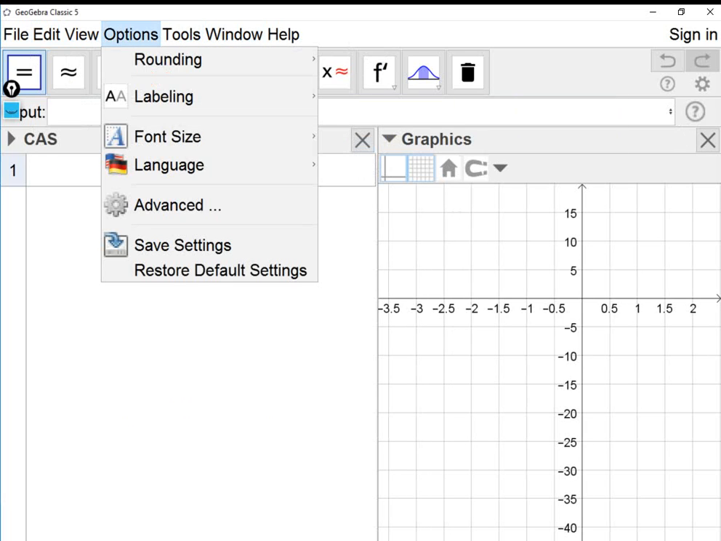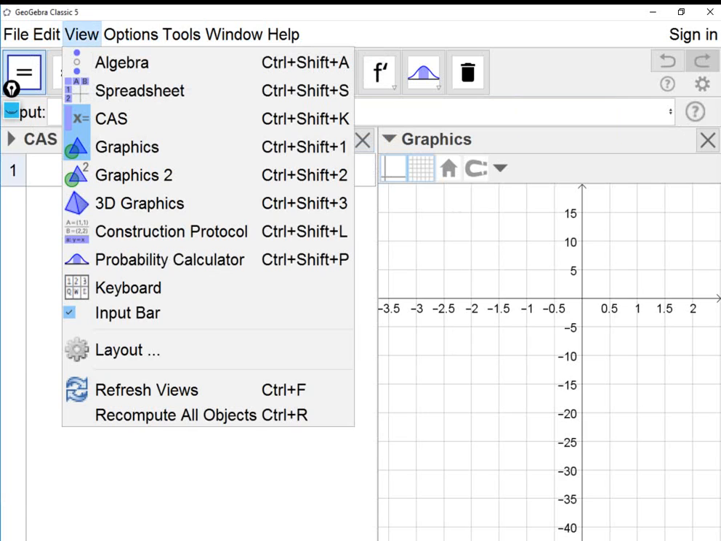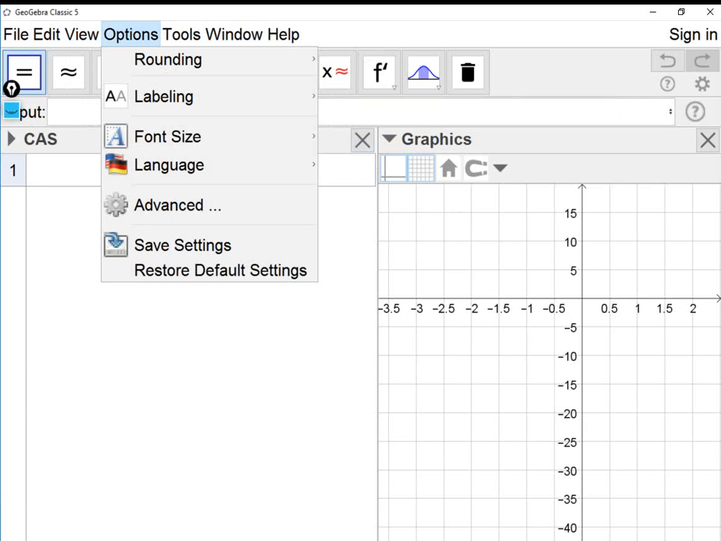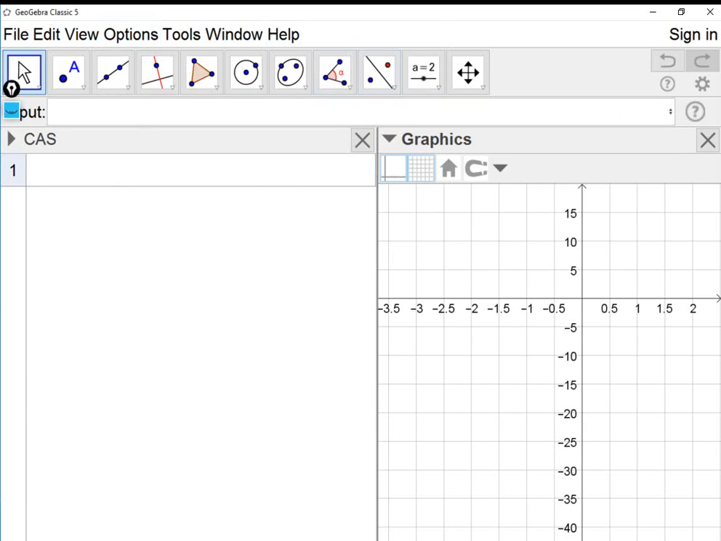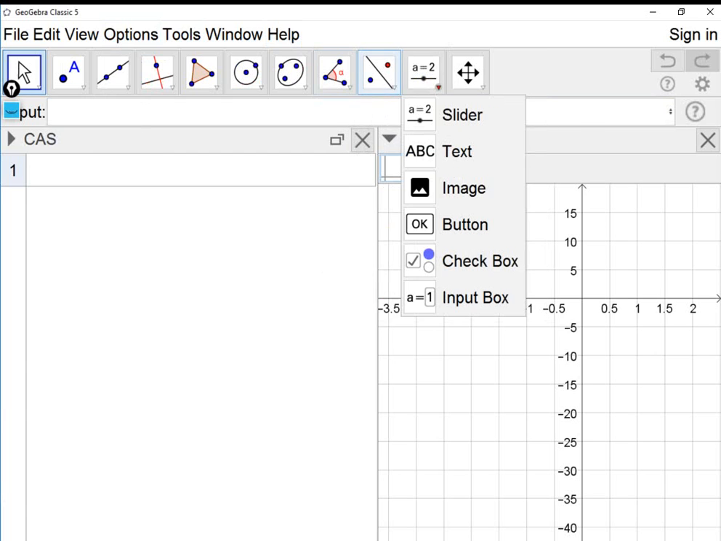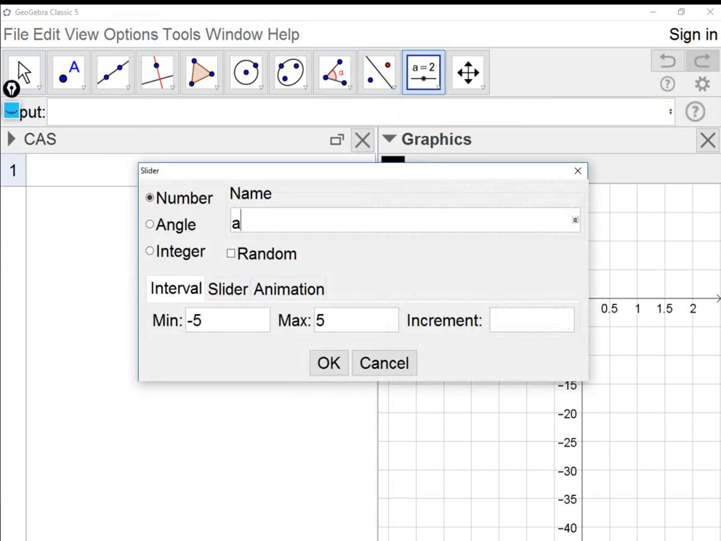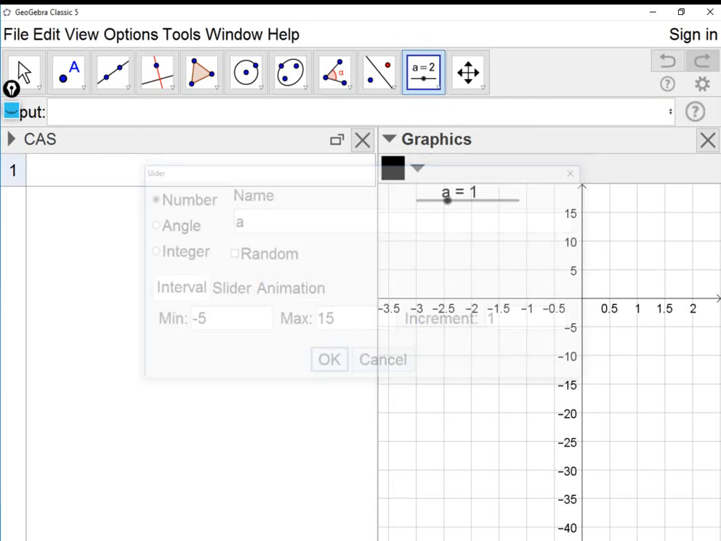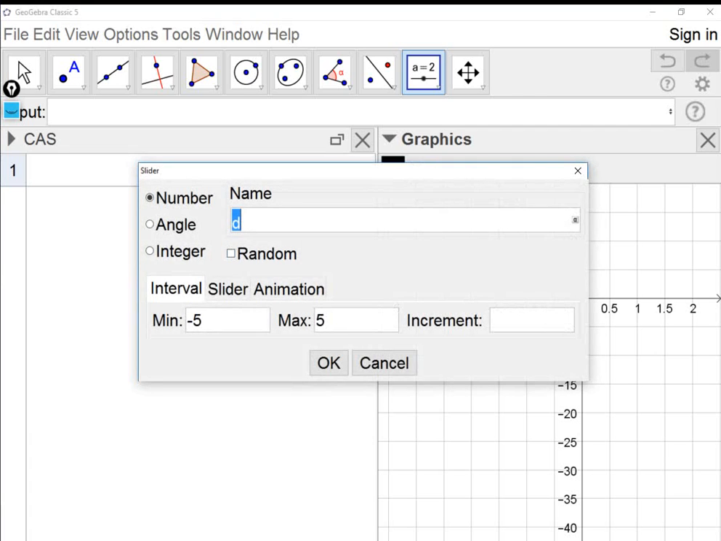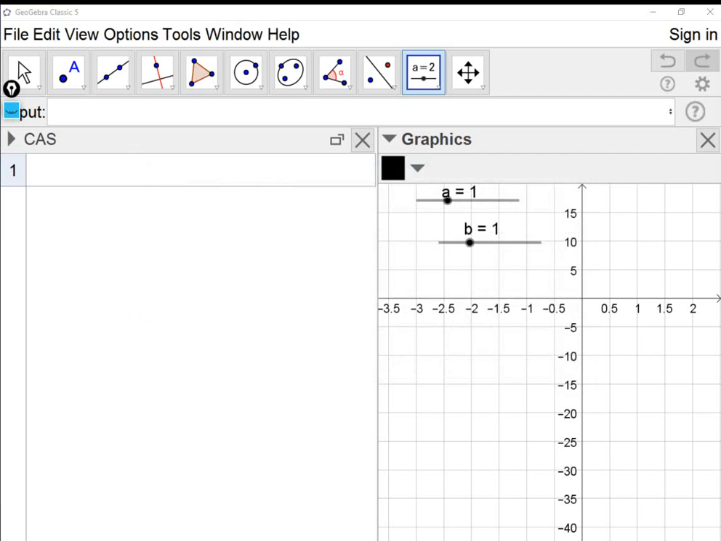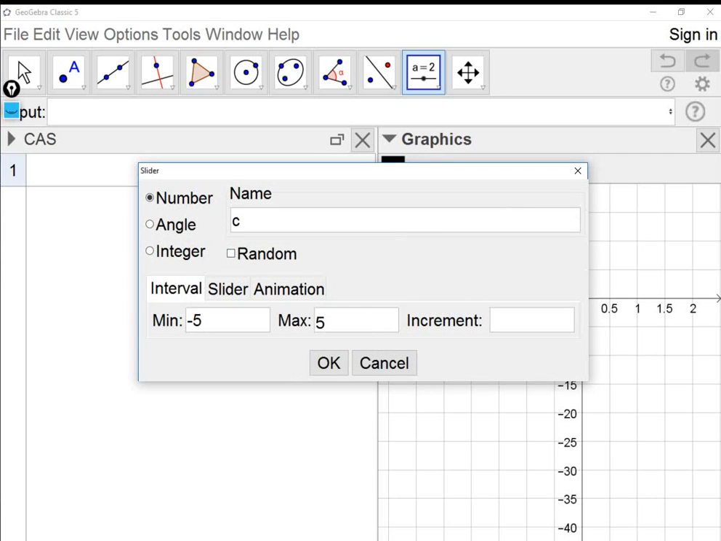Computer algebra system or solver? And right now it's got me, there we go. Had me in probability there for a minute. All right, so I'm gonna create some sliders. I'm gonna create slider A. Let's create a slider called B. And I'll create a slider called C.